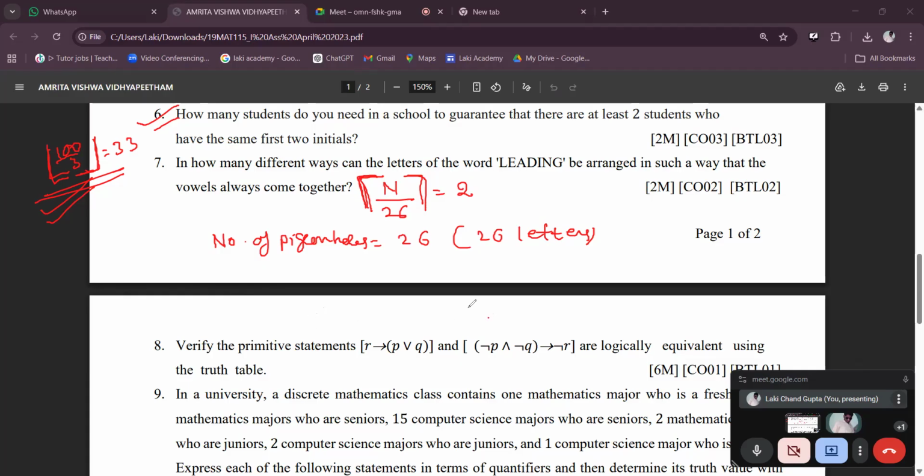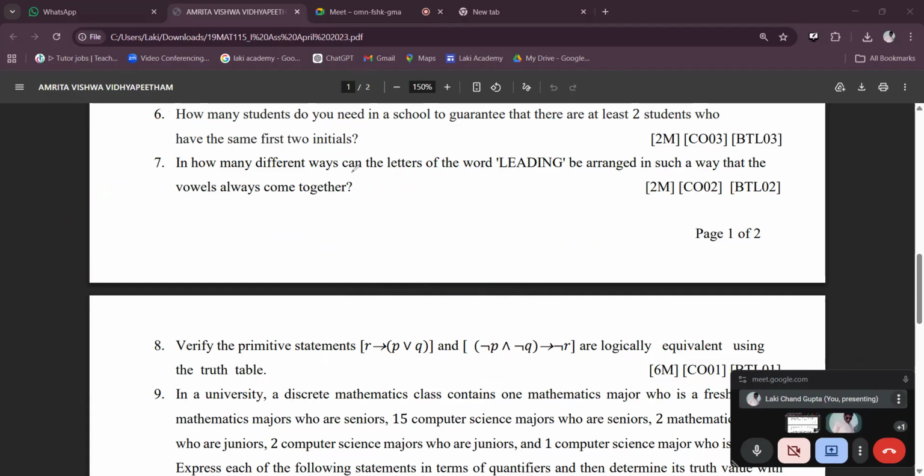Okay. So this you can do using truth table. In how many different ways can the letters of the word 'leading' be arranged in such a way that vowels come together? Very good question. How many vowels are there in this? E, A, I. Three vowels. So arrange the three vowels, let us consider all three vowels as one letter. So how many remaining consonants? L, D, and G. So 4 plus 1, 5. Right?